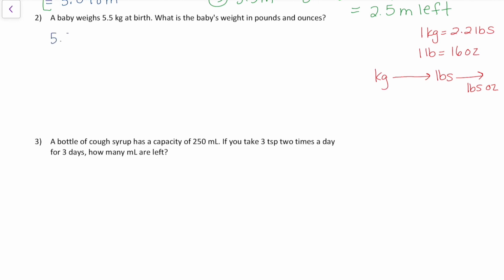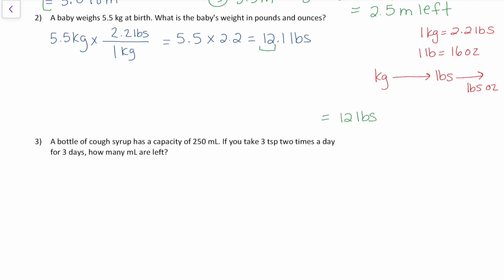So 5.5 kilograms. If we want to put that all in pounds, we're going to use our conversion by putting kilograms on the bottom. So in the calculator, I'm doing 5.5 times 2.2, which is 12.1 pounds. To write that in pounds and ounces, I'm going to keep the 12. So my final answer is 12 pounds and something ounces. And I'm going to keep going with the 0.1.